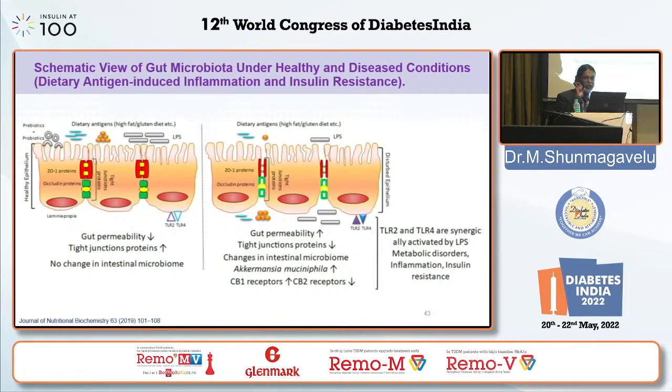So this is the schematic view of gut microbiota under healthy and disease conditions. Under healthy conditions, the gut permeability is intact, the tight junction proteins are upregulated, and there is no change in the intestinal microbiome.